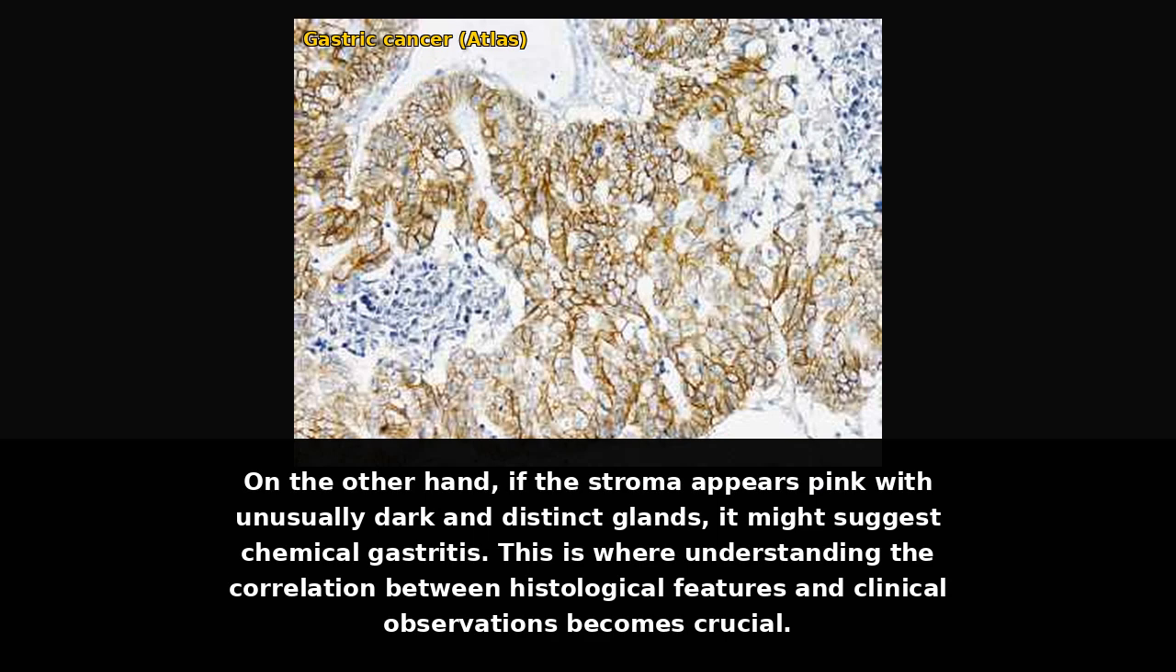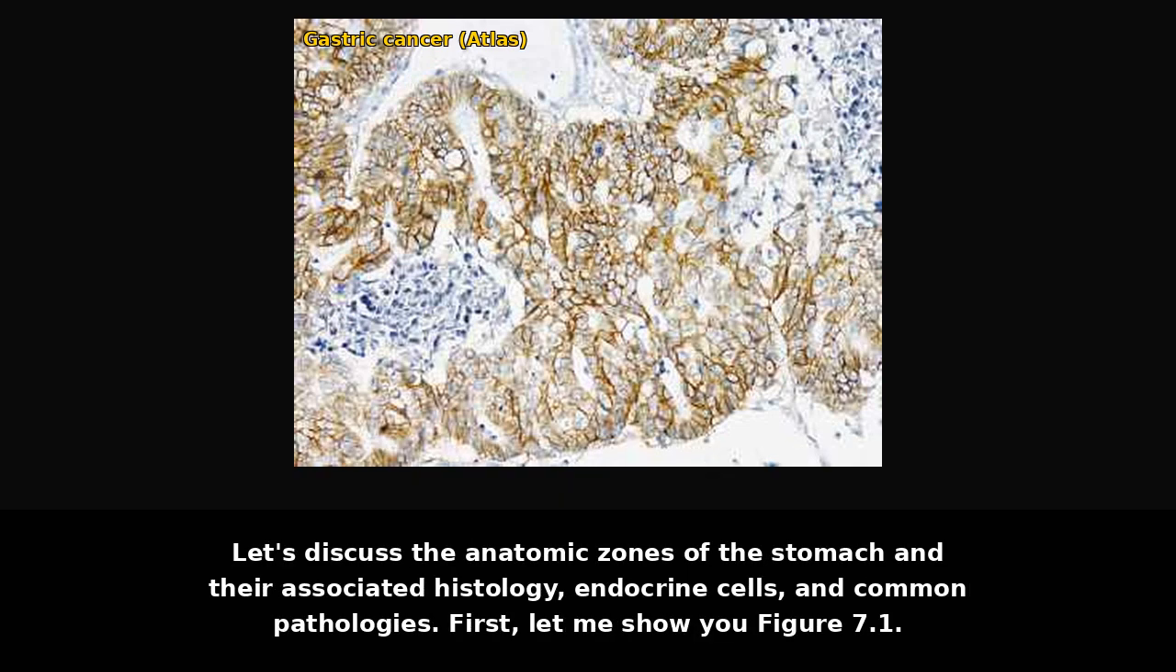And this is where understanding the correlation between histological features and clinical observations becomes crucial. Let's discuss the anatomic zones of the stomach and their associated histology, endocrine cells, and common pathologies. First, let me show you figure 7.1.